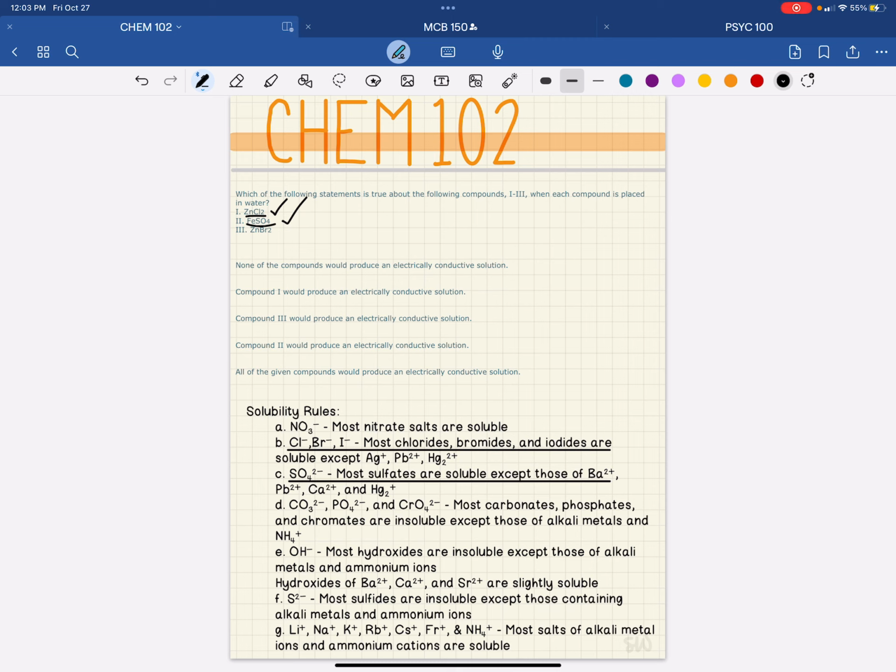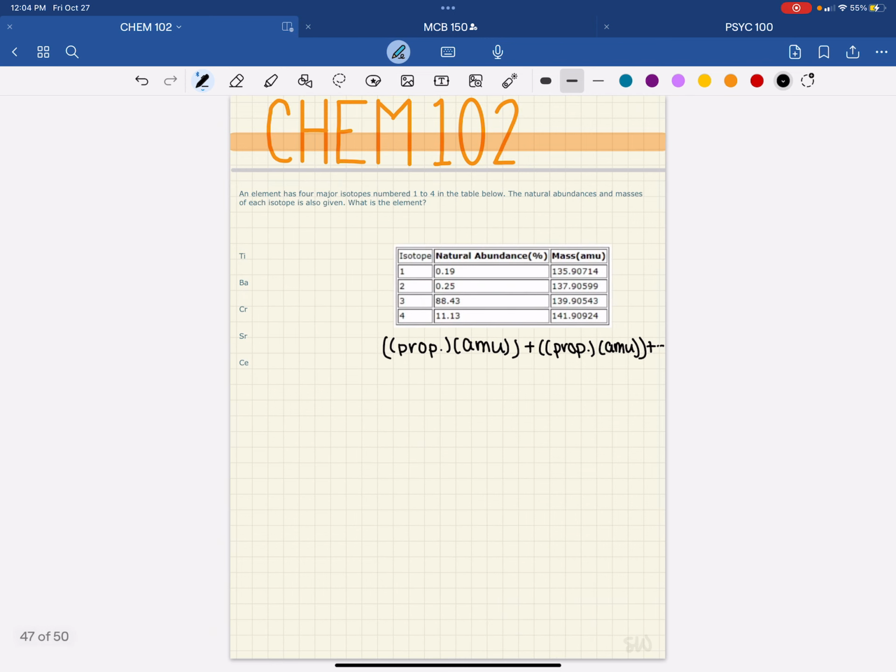Zinc bromide, again, back to this one. Chlorine, bromide, iodine are soluble except for silver, lead, and mercury. Zinc is not silver, lead, or mercury, so this one's perfectly fine just as well. So all of them are soluble, so that means all of them are electrically conductive. So our answer is going to be all of the given compounds.